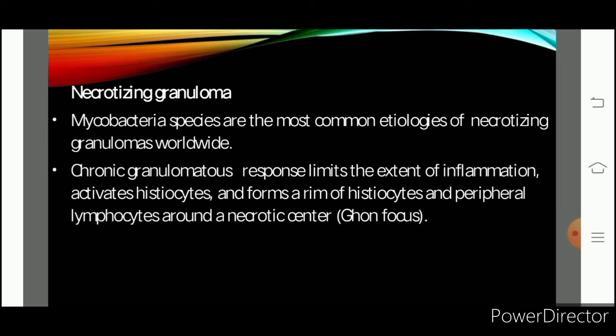So next is the necrotizing granuloma. Mycobacterial species are the most common etiologies of necrotizing granulomas worldwide. A chronic granulomatous response limits the extent of inflammation, activates histiocytes, and forms a rim of histiocytes and peripheral lymphocytes around a necrotic center.